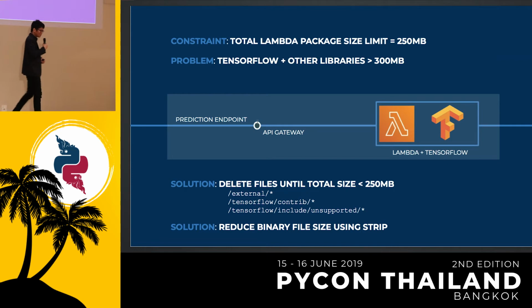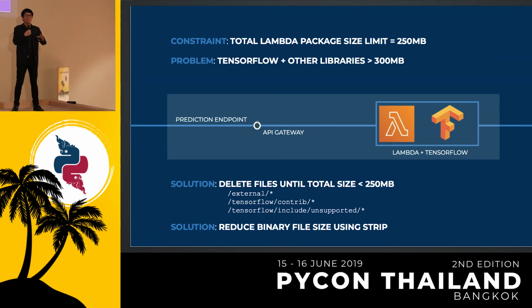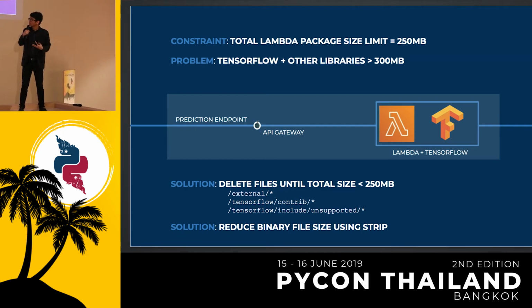So in my example earlier, I'm just going to repeat because this is one of the more important parts. This is a skill that when you use AWS Lambda, you should know how to do this. The constraint would be there's a 250 megabyte limit. The problem would be how do you insert TensorFlow and other libraries that you're going to use inside that Lambda function, which, when you installed it, I think it's greater than 300 MB. So the solution would be delete files until the total size is less than 250 MB. So those are some examples of which you can delete. And then finally, reduce the binary file size using strip.